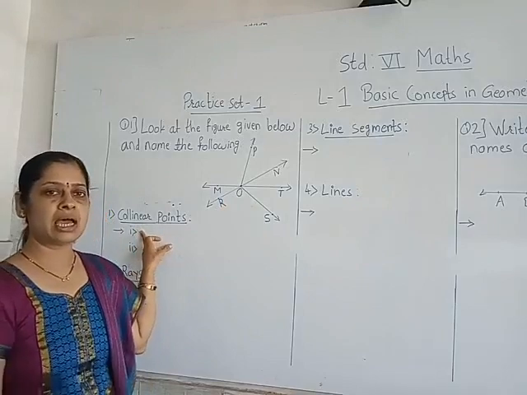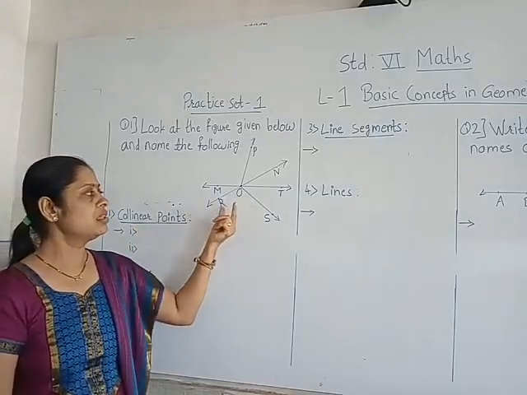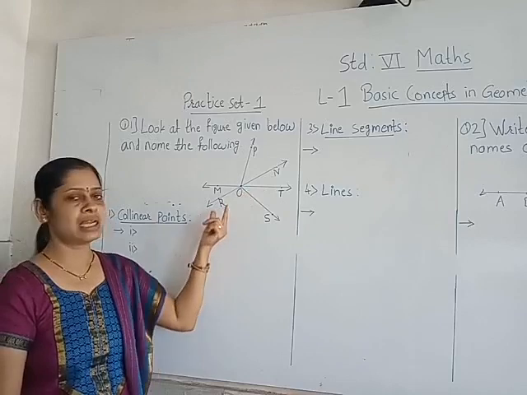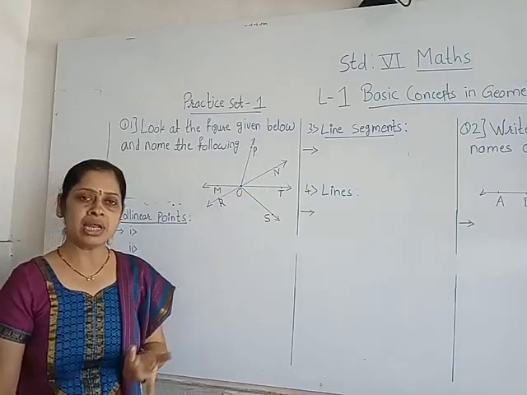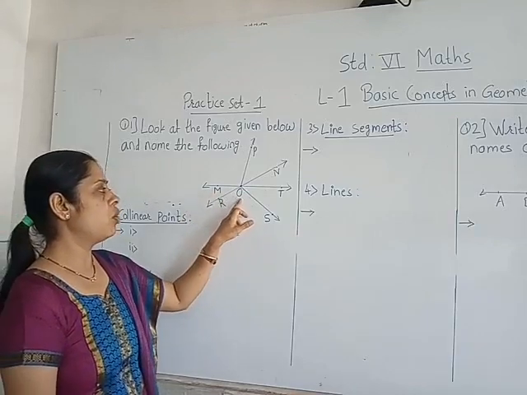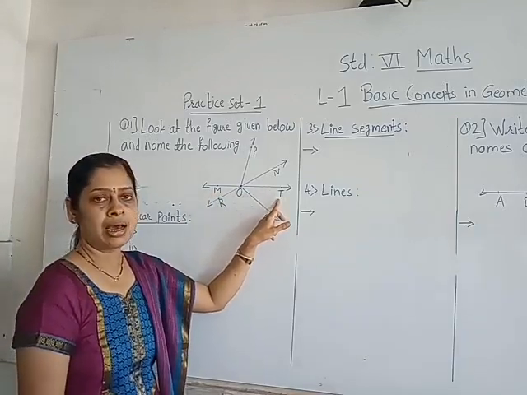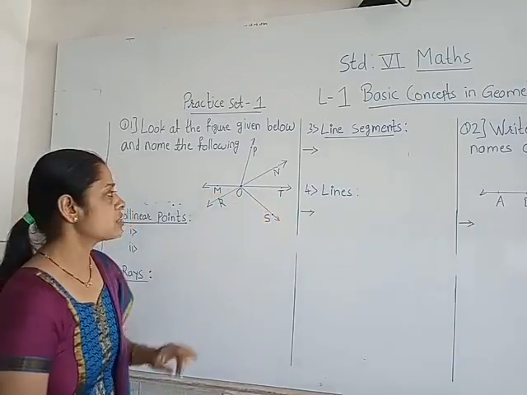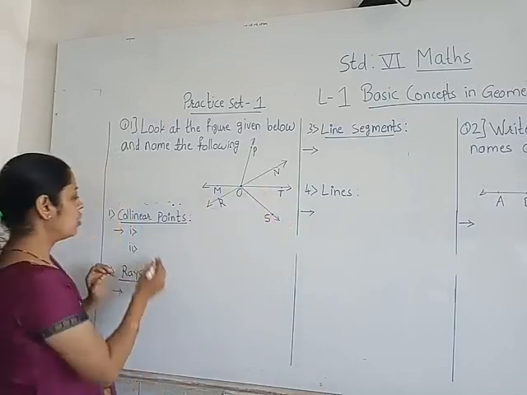We have studied that when 3 or more than 3 points lie on a single straight line, they are called collinear points. In this figure, point M, point O and point T are collinear points. This is the first set of collinear points.